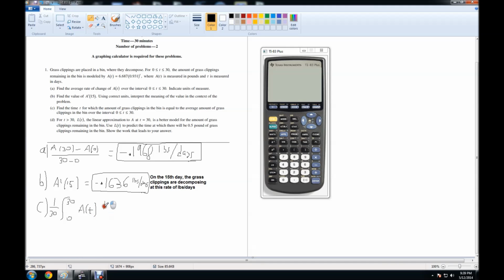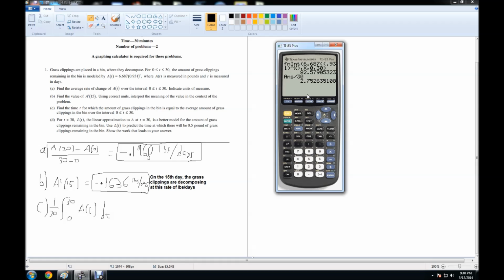So, dt. Doing this on a calculator: math, function integral of 6.687 times (0.931)^x, comma x, comma 0, comma 30. That's 82.5791. Don't forget to divide by 30. And we get 2.7526.